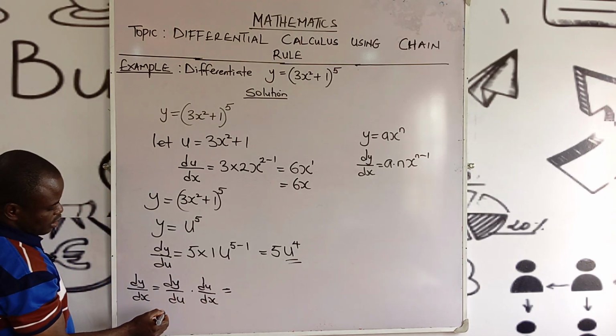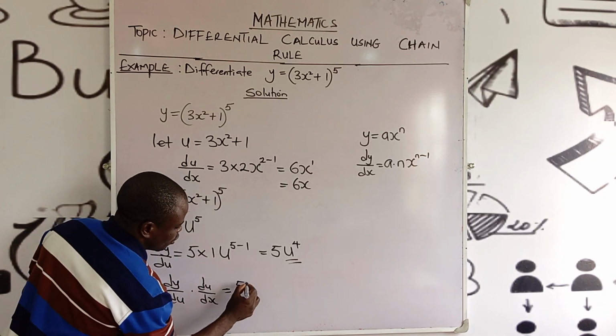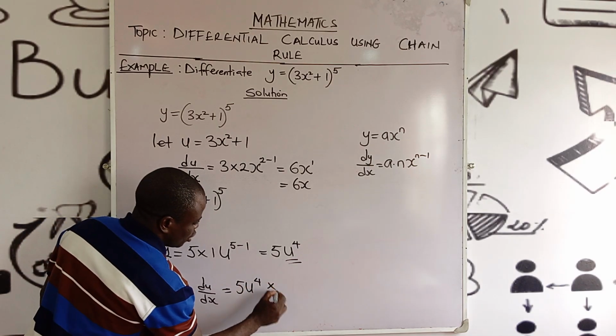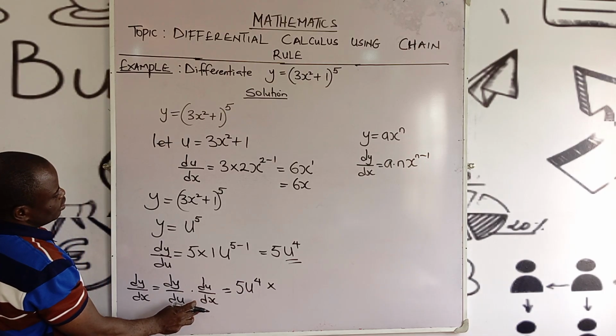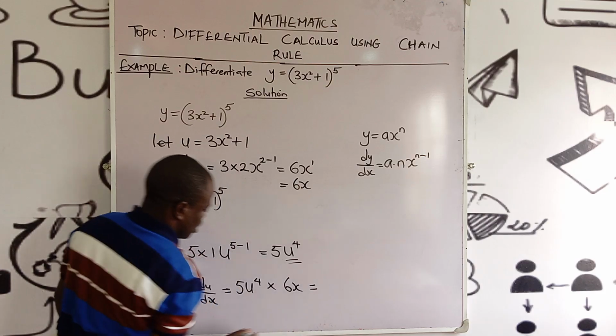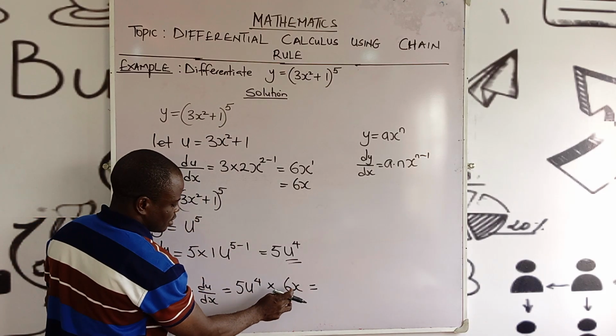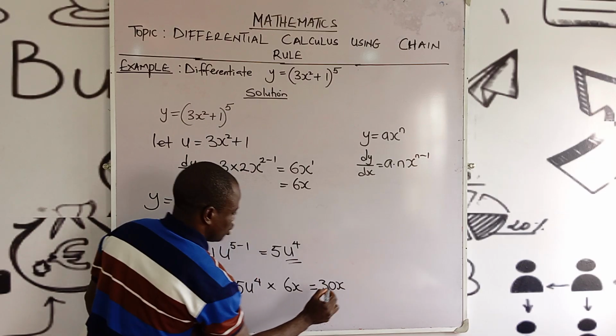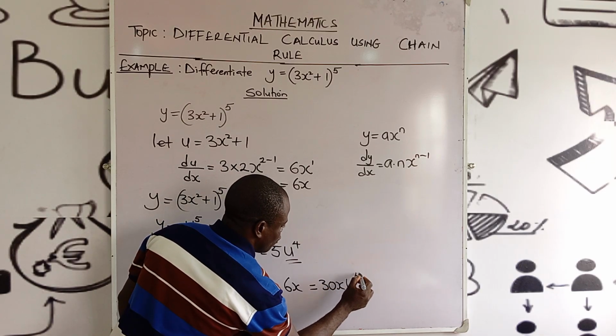Now, our dy over du is 5u raised to power 4, dot means multiplication, du over dx. Our du over dx is 6x. Now have it to be 5 times 6x. We have 30x u raised to power 4.